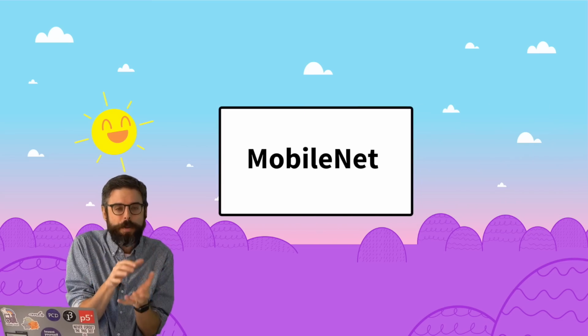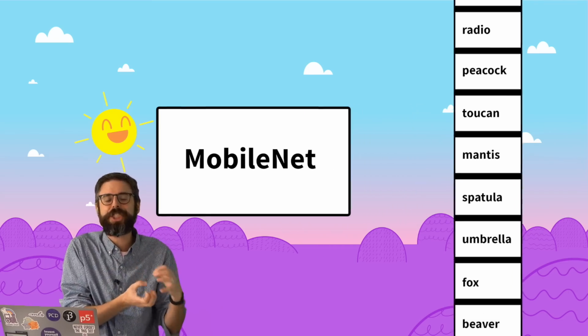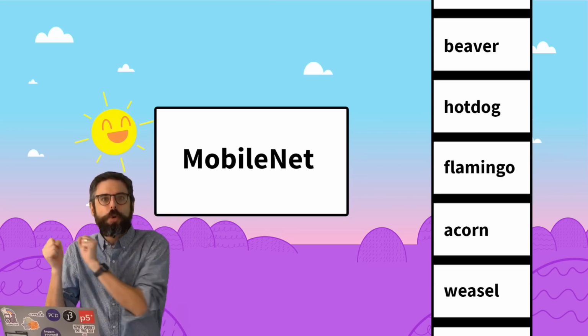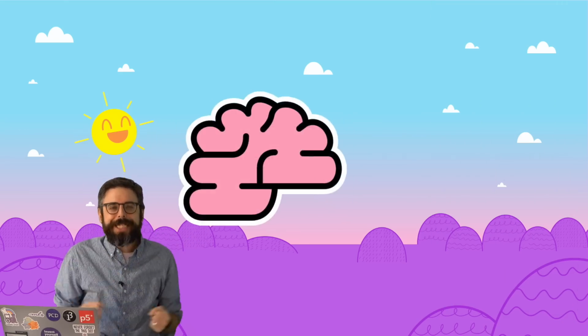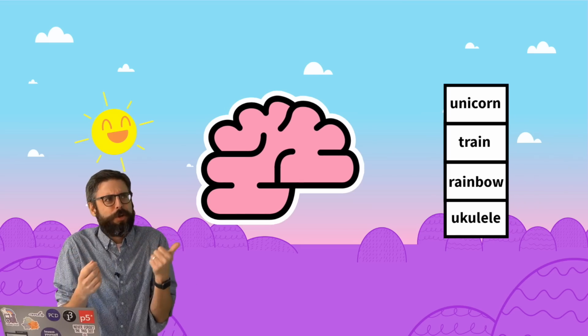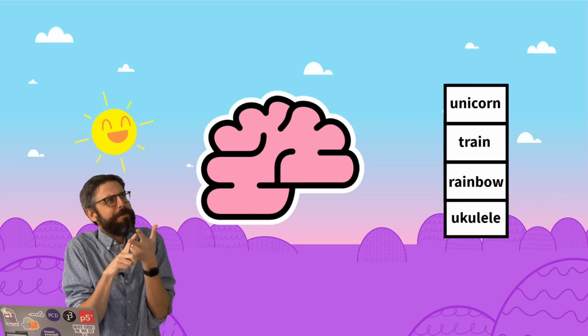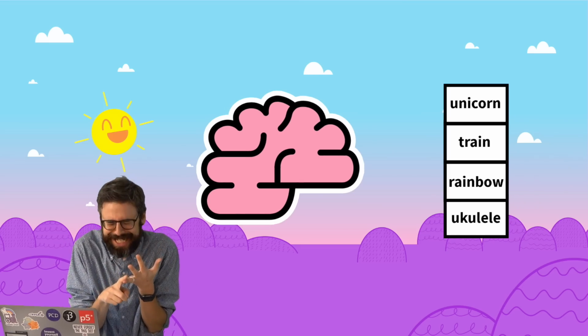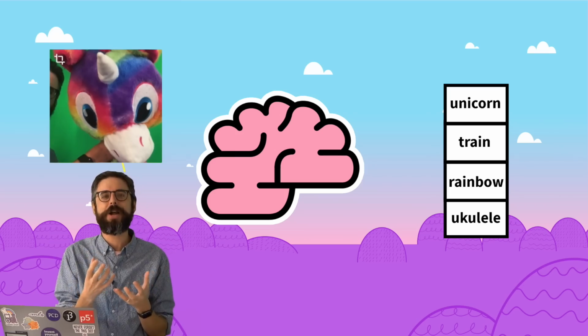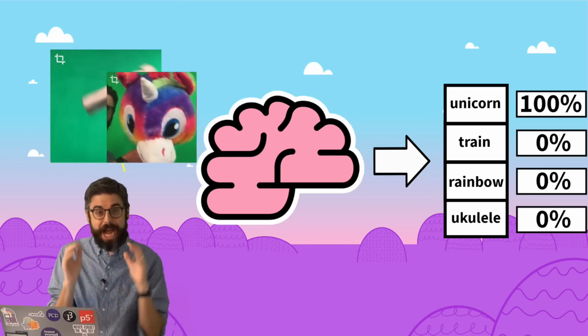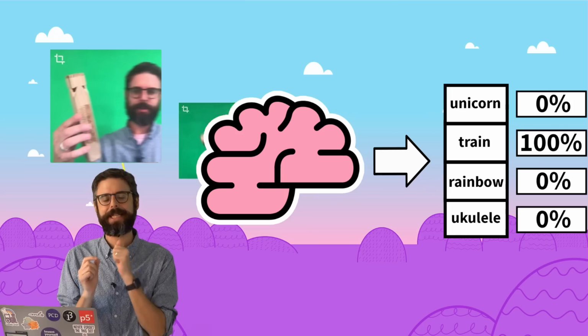Now you might remember in my previous video where I made an image classifier, I talked about the process of transfer learning, how Teachable Machine starts with a base model, in this case, MobileNet, which knows how to classify images into 1,000 categories, removes all those categories, replaces them with those of our own, unicorns, train whistles, rainbows, and a ukulele, and then retrains the model with new images. The sound classifier is going to do exactly the same thing.